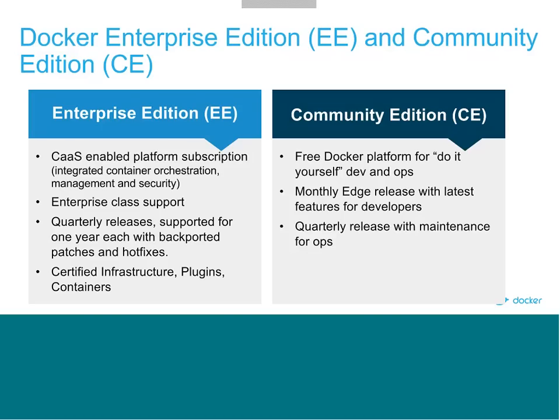Community Edition is free, so it doesn't require any subscription or even a Docker login. You can just start using it. There's two variants. I'll get into the details of that. There's a monthly Edge release, which is great if you're a developer or an ops person and you just want the latest and greatest from Docker. You can get a new drop every month. And then we also do quarterly releases similar to Enterprise Edition, so if you want a slightly more stable setup with fewer upgrades.